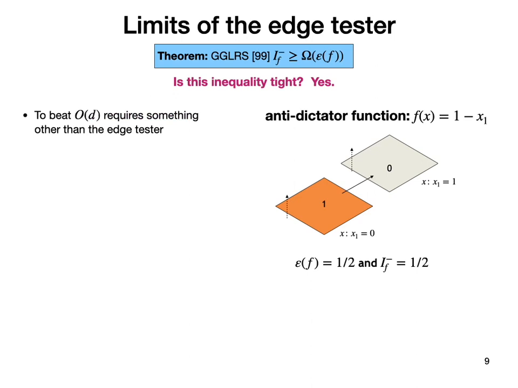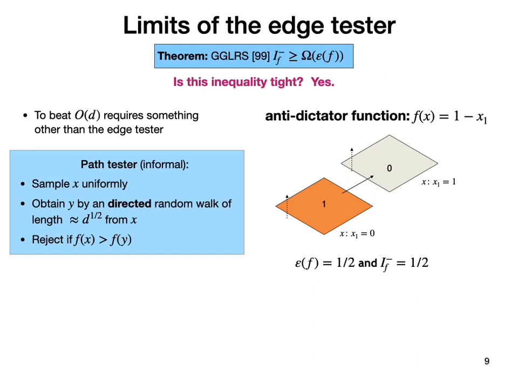And so as a consequence, in order to beat O(d) queries, we need something other than the edge tester. And so one natural thing to consider is to sample pairs of points at distance more than 1, right? So a random edge is like a pair of points which differ by 1 bit. So now we can also consider sampling pairs of points which differ by more than 1 bit. So this was considered originally by Chakrabarty and Seshadhri, and they called this the path tester. So we sample x uniformly at random, and we obtain y by a directed random walk of length roughly square root d from x.